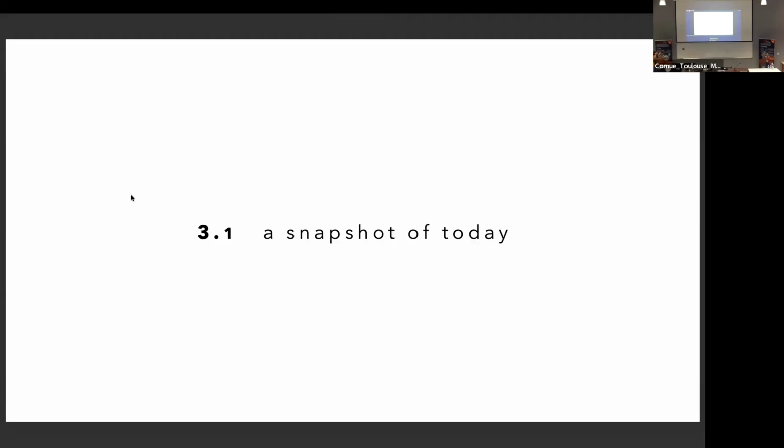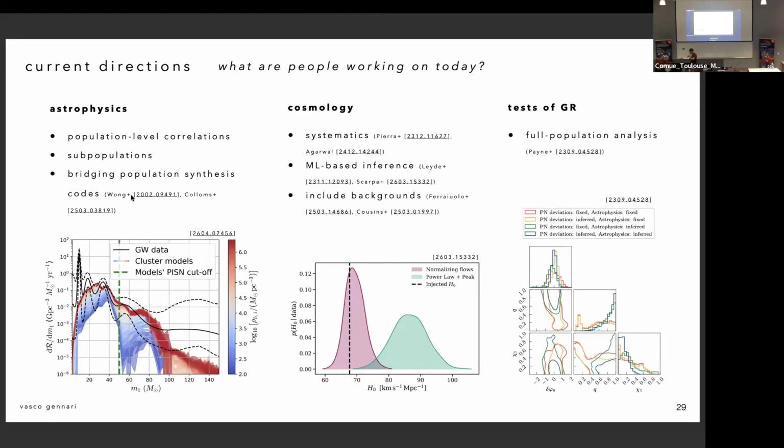Finally, I will conclude with a quick snapshot of some of the results that we have today. This is just to show you that this is a very active field of research, and I wanted to give you an idea of what people are more or less working on in these different areas. For astrophysics, for example, people are looking for correlations on a population level, like dependencies of the mass of the systems on the spins or the redshifts. And this is closely related to the identification of potential subpopulations in our data sets.